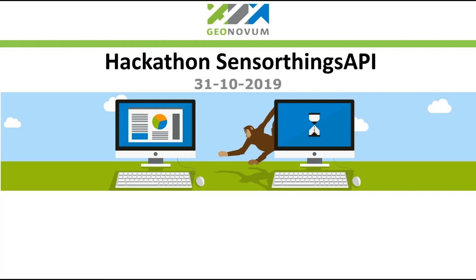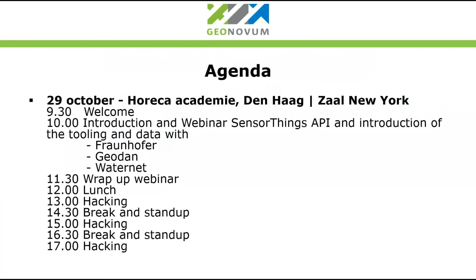So a brief introduction on our program. We start with the webinar first with an explanation by Michael on the SensorThings API standard itself. And then he'll go into an introduction of the Fraunhofer implementation of the SensorThings API. Then Geonovum will give an introduction into their implementation of SensorThings. And we will finish up this webinar with an introduction into a number of data sets on groundwater levels by Philip Nienhuis from Waternet. So that's our program.